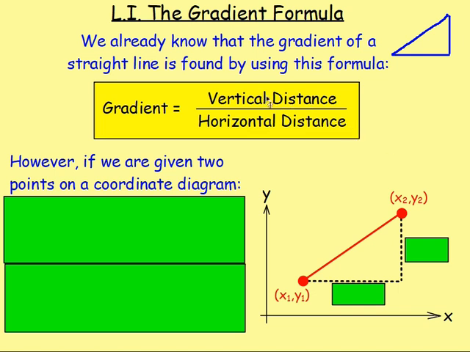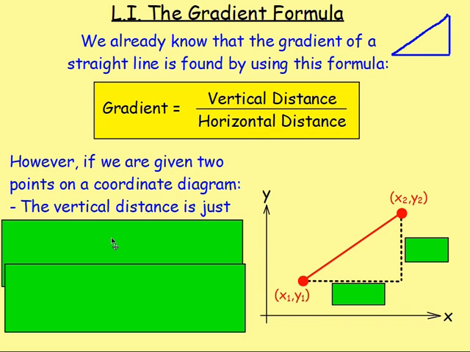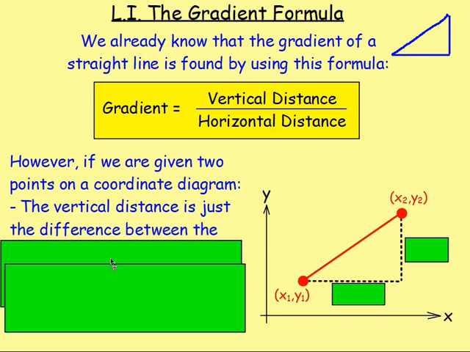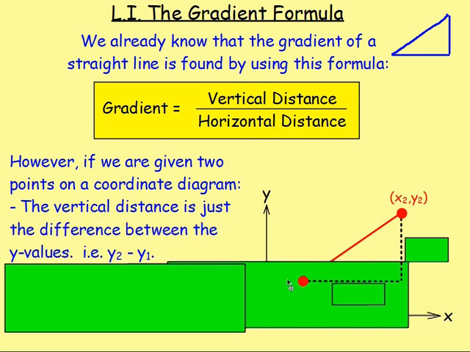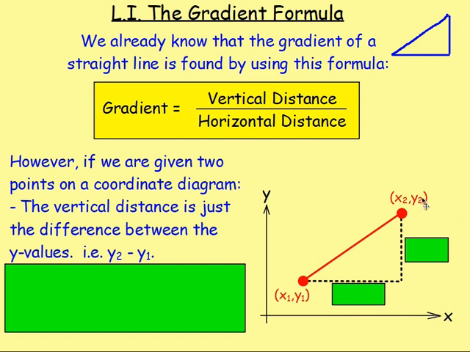If we are looking at the gradient, well, it's the steepness of this line, and it is just the vertical distance, so the length of this black dotted line here. But we could actually work that out because we've got these 2 points. And the vertical distance is just going to be the difference between y2 and y1. So what we can do is we can take y2 and then take away y1. That'll give us this vertical distance.